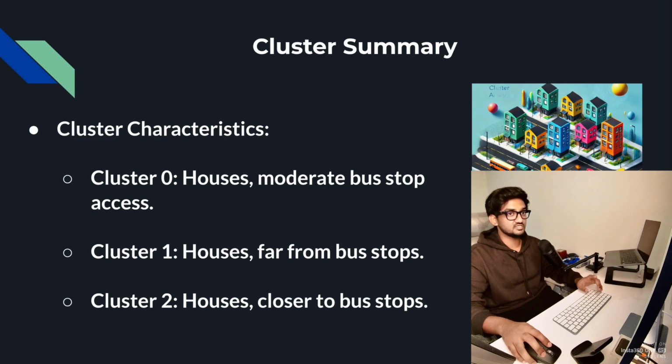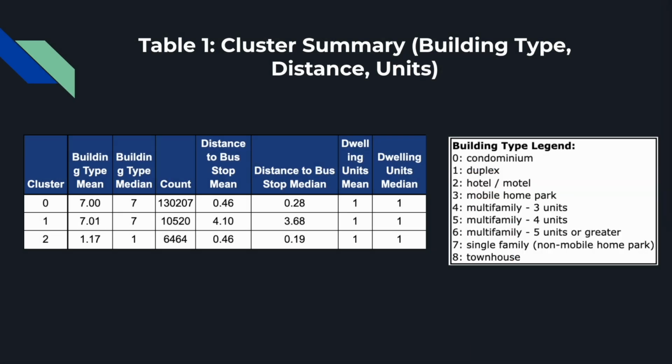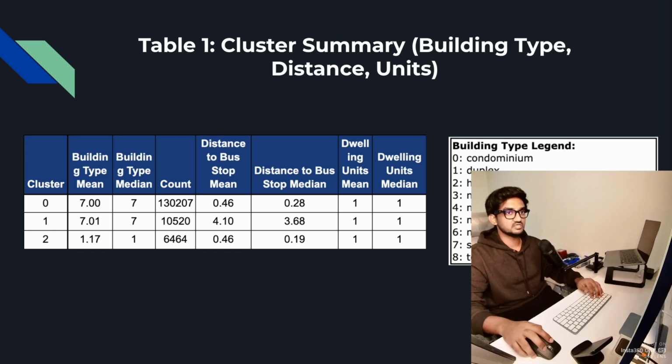Here is the summary table that presents the cluster details. The table presents a summary of the key characteristics of each of the clusters. We see the mean and median values of building types, the count of buildings, and the average distance to the nearest bus stop. Cluster 1 stands out, needing better transit service coverage due to its high average distance to bus stops. If you look at Cluster 1, the average is around 4 miles.